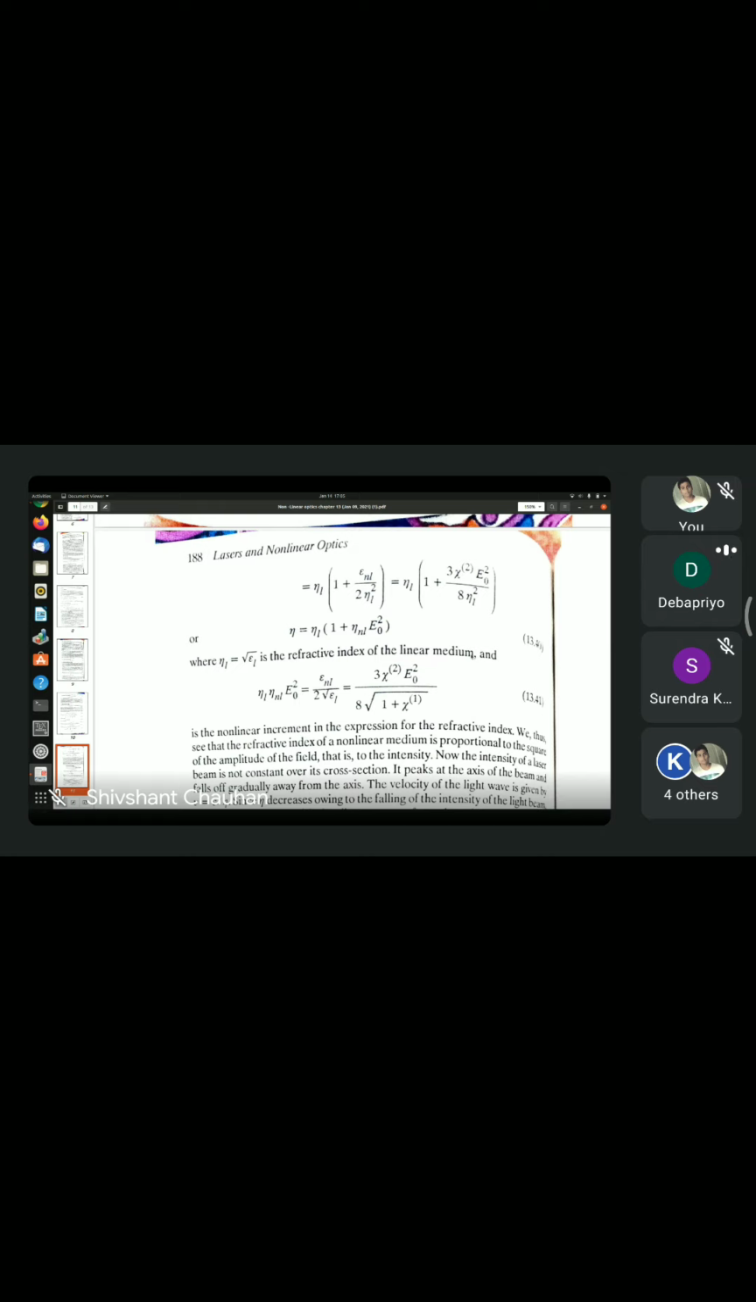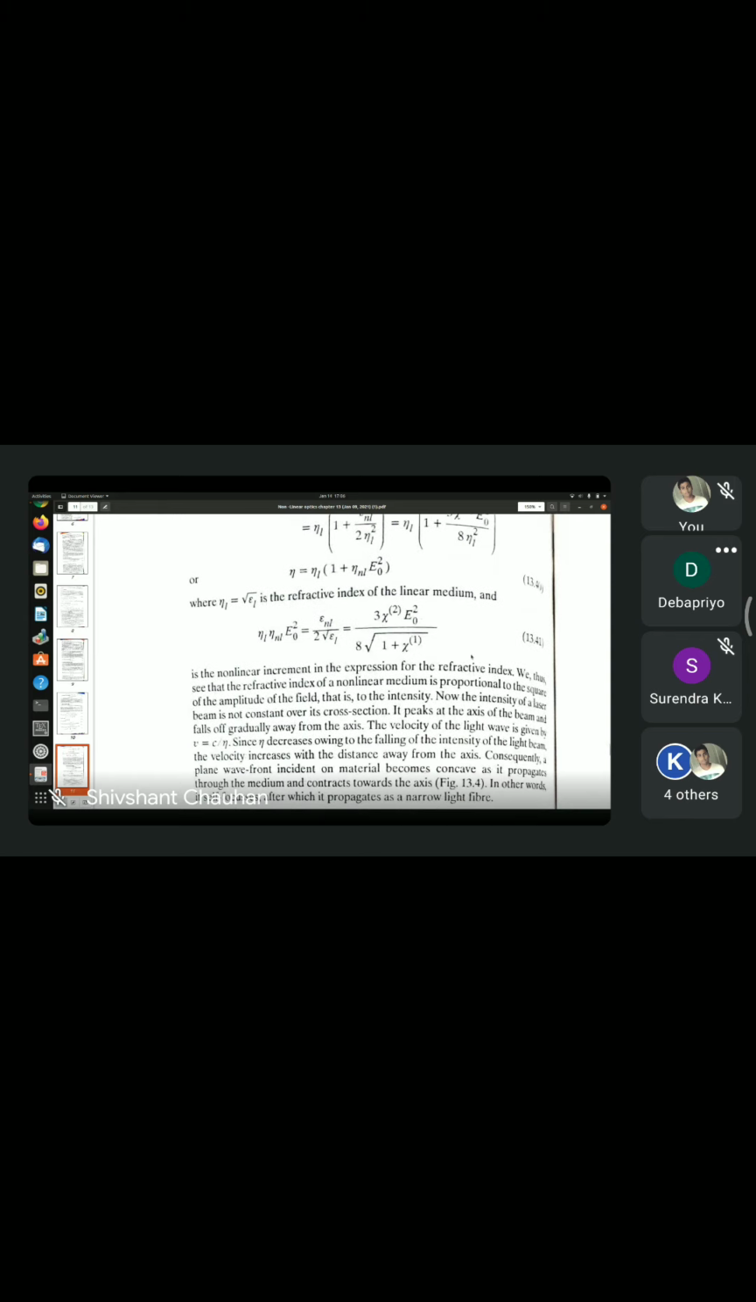So you have a term like this, eta L into eta NL into E0 square, right? In the expression for the refractive index, you have a term that is just eta L and a term that is eta L into eta NL into E0 square. And that term is actually 3 chi 3 E0 square by 8 into square root of 1 plus chi 1. So that is the expression for that.